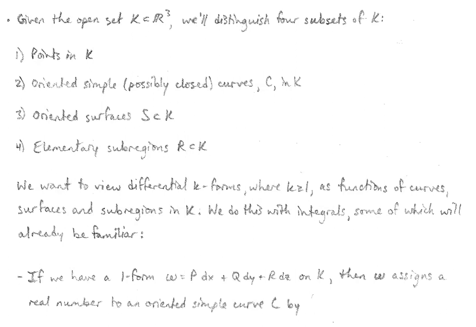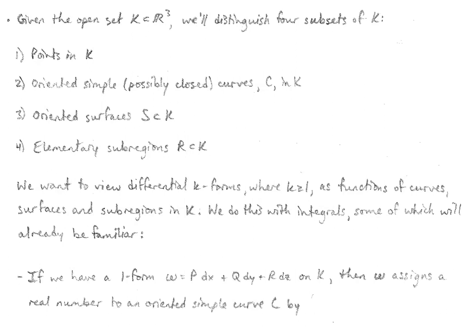So if we have some open set, which is a subset of R3, and we'll call this subset K, we can talk about 4 different types of subsets of K. We could just be talking about a point, say an ordered triple x, y, z. We could be talking about an oriented simple curve. The curve could possibly be closed as well. We could be talking about an oriented surface, or we could be talking about an elementary subregion.